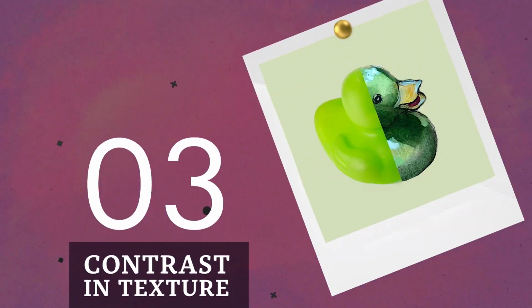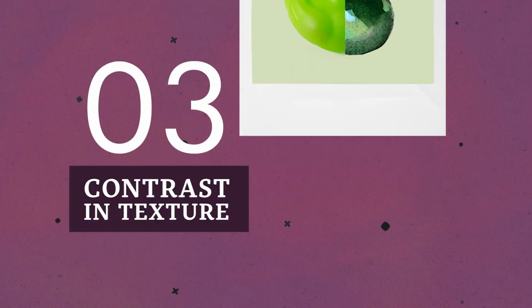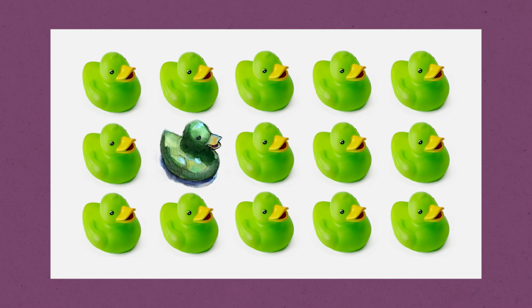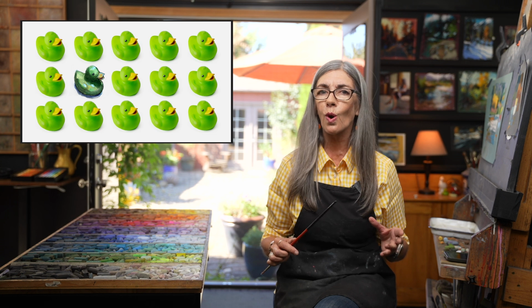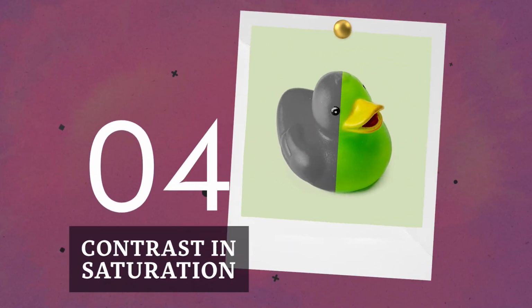Now let's talk about contrast in texture. Imagine these ducks had different textures. Maybe one's rough and the others are smooth. That's the kind of contrast that can really make a focal point pop, especially if you're mixing media or experimenting with different materials.